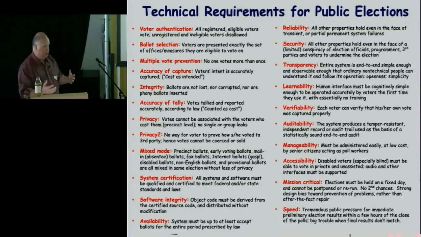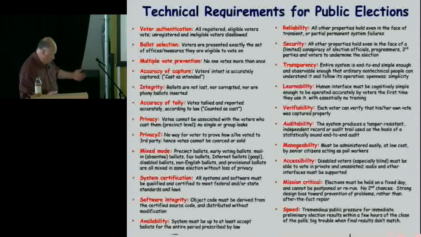My opinion is that these standards are relatively weak and the testing is relatively weak, and this is not a high barrier, but it's still required. And it's a model of the way they think about security in the elections world. The software integrity issue, the object code that is run on the voting machines in the precincts and on the county election servers, that object code better be derived from the certified source code and distributed without modification. In other words, nobody should be tampering with that code.